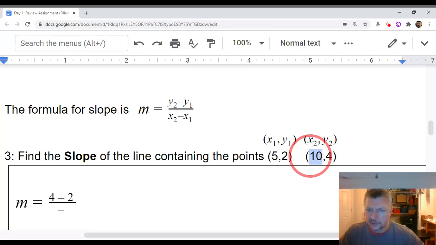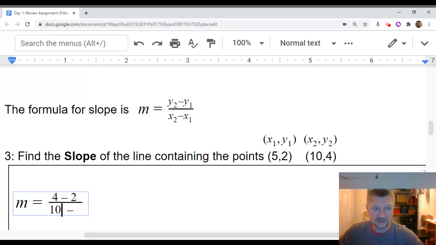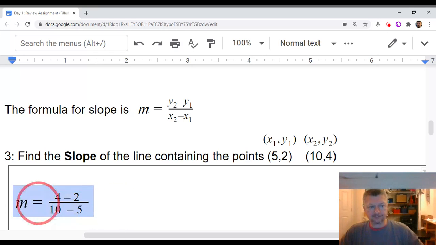10 is x2. Put that in here. I'm glad I write this stuff up here because when I kind of start thinking about something else, I can just go right back up here and see it. There's the x2. And then I need the x1. There's the x1. Okay, x1 is 5. All right, check it again. 4 minus 2, 10 minus 5. Okay, looking good.